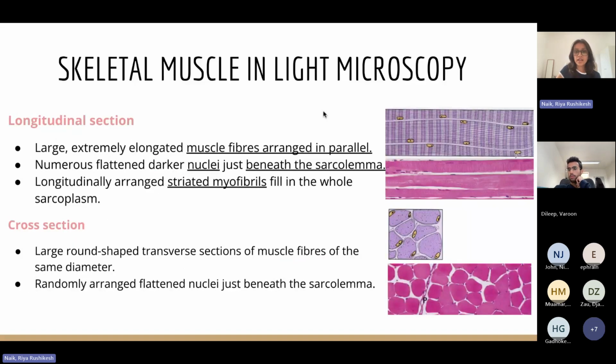Now, when you look at them in your slides in your histology class, you're going to be able to see something like this, these kind of pink structures, in light microscopy. So you can view it in two perspectives. There's going to be a longitudinal perspective and a cross section. The longitudinal perspective basically means if you hold something like this and you cut it like that through it, whatever you're going to be able to see in that section is called a longitudinal section. But if you're holding something like this and you cut it midway, then whatever you're going to be able to see is called a cross section. The important thing to note over here is that the nuclei in both of these sections are going to be visible just beneath the sarcolemma. As you can see here, they are flattened and they are pressed towards the end, even over here.